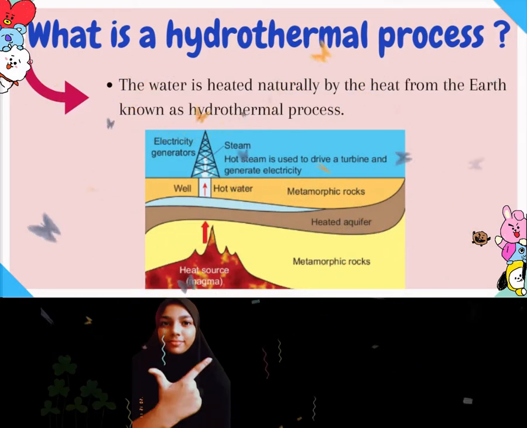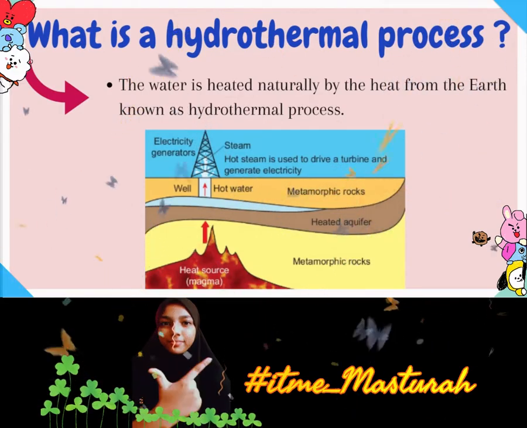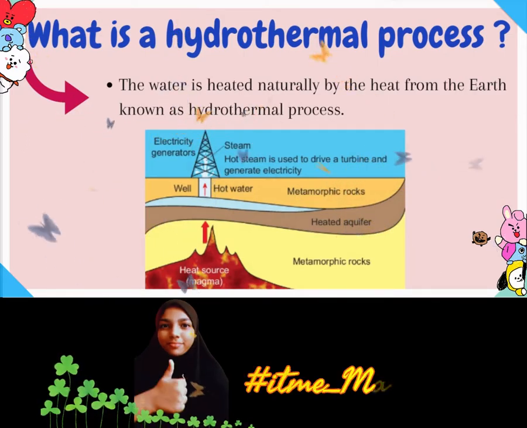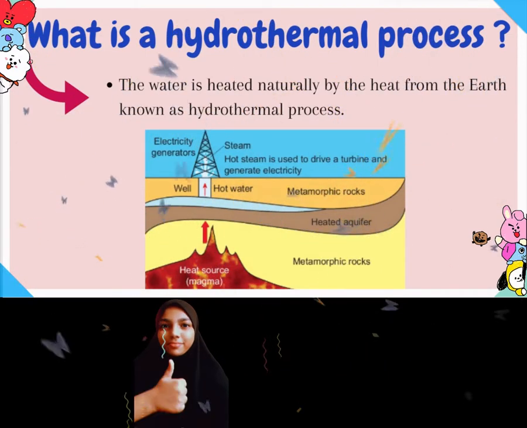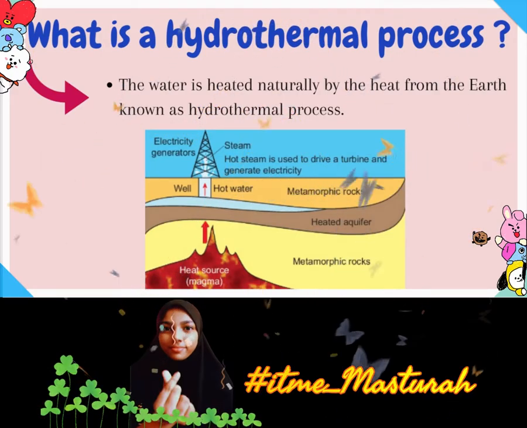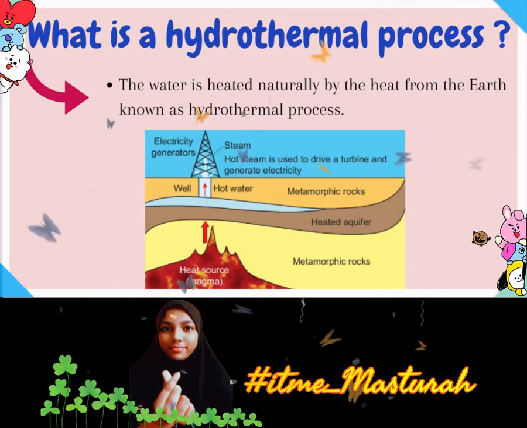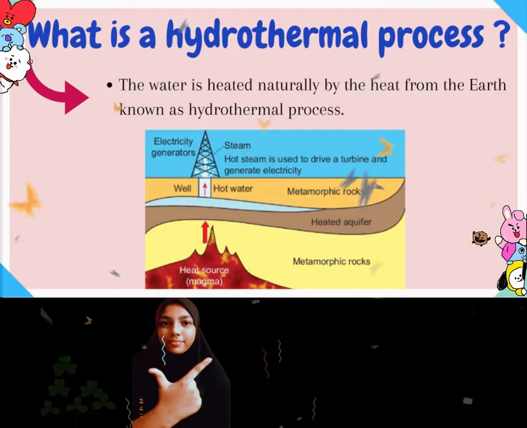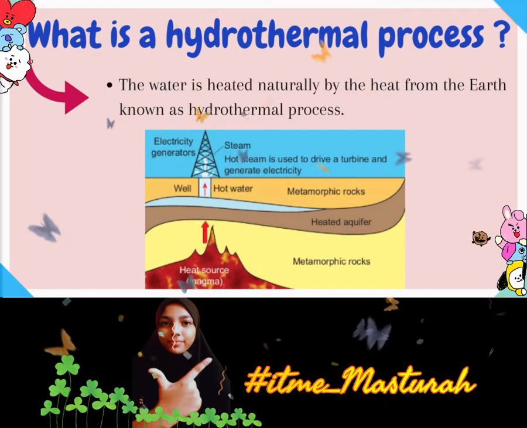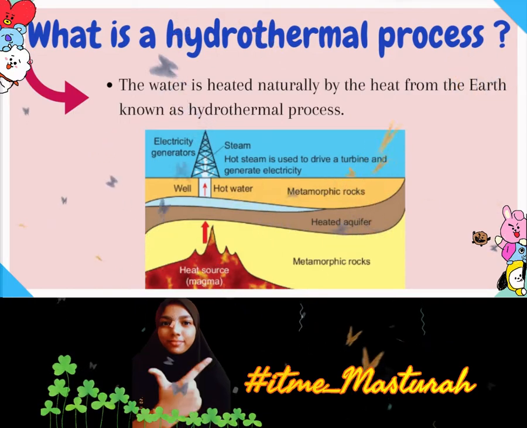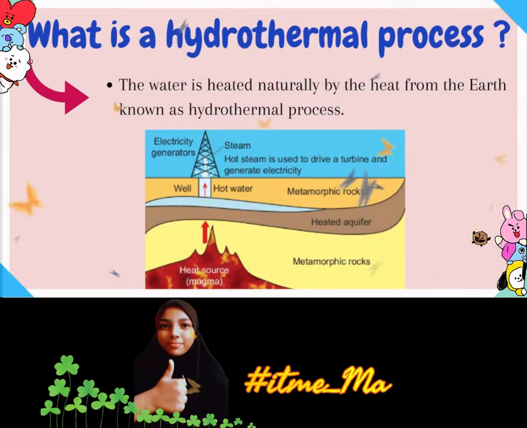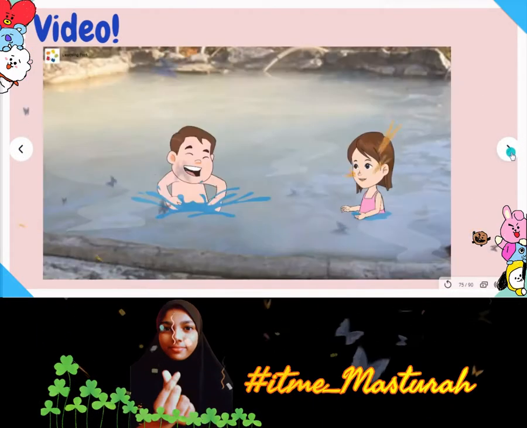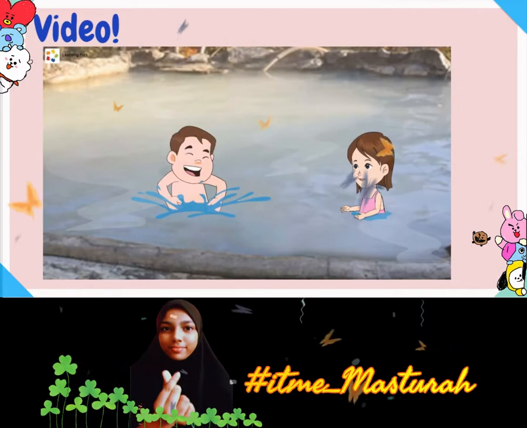As you can see in the picture, the heat source, which is magma, will heat the metamorphic rocks, and next it will heat the aquifer, and the water in the upper layer of the heated aquifer will become hot and form the hot spring, the hot water. You can also use the hot spring for electricity generation, where the hot steam is used to run a turbine and generate electricity. We're going to see a video about hydrothermal.